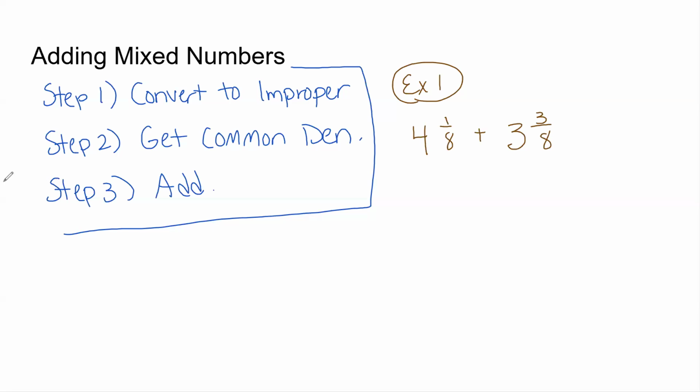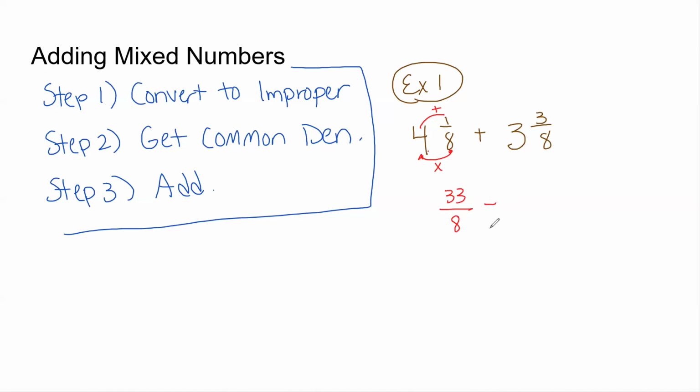So remember how to convert a mixed number to an improper. You're going to multiply the denominator with the whole number. So 4 times 8 is 32. Hold that in your head. So you multiplied there, and then add. So 4 times 8, 32, plus 1 is 33, and then keep the denominator.